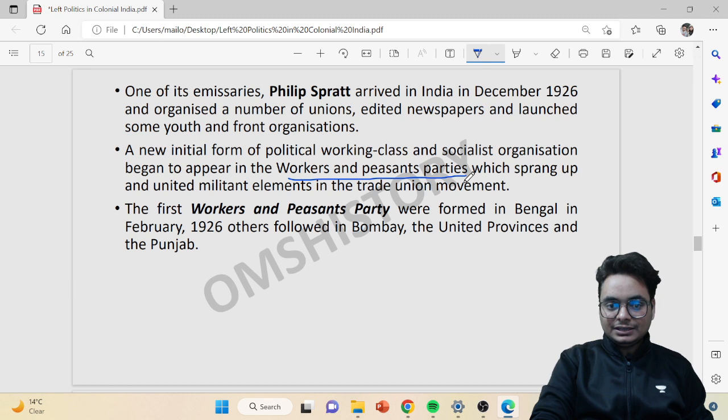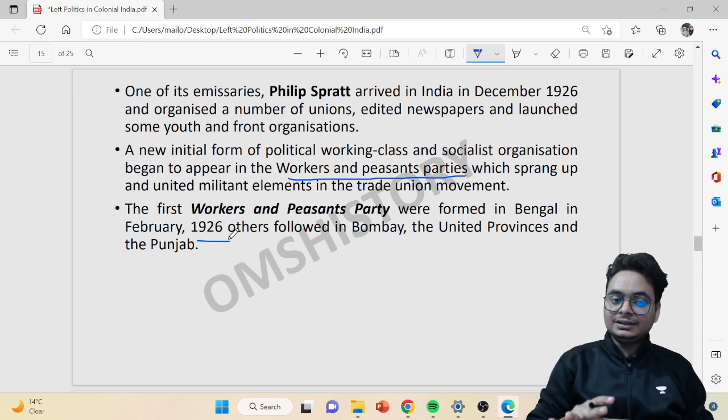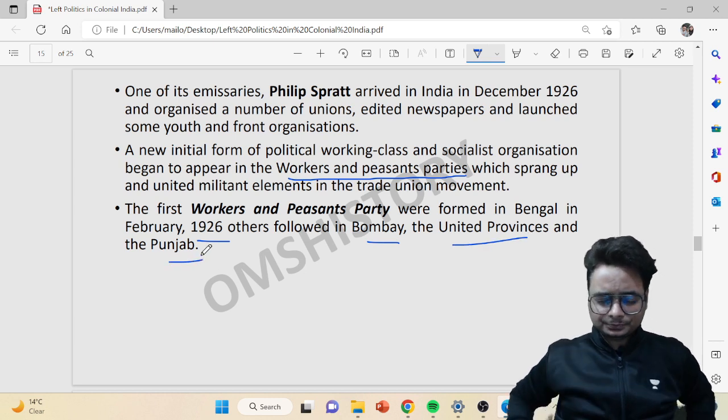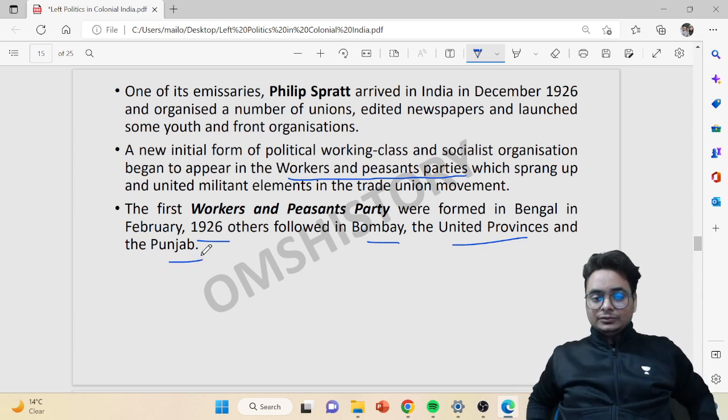Anyway, such movements sprang up, and the first workers and peasant party was formed in Bengal in February 1926. Your job is to tell me who was the main leader or the main head who launched this workers and peasant party in 1926 in Bengal. But anyway, such parties were also followed in Bombay, in United Provinces, and even in Punjab. They had their own magazines as well.